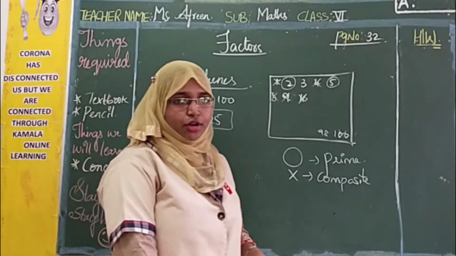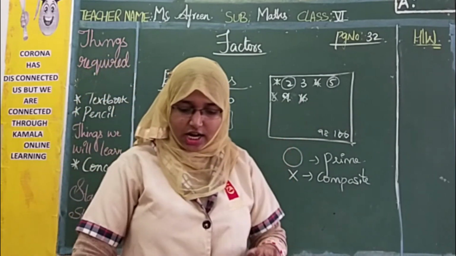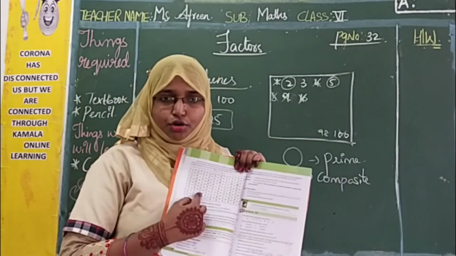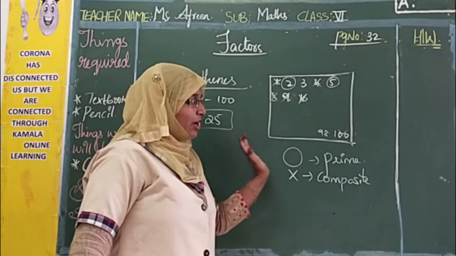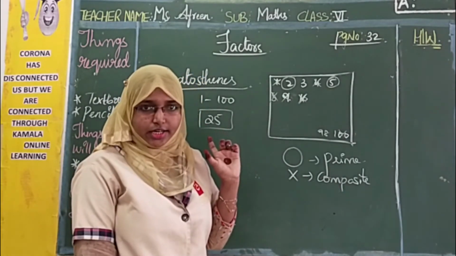Okay. How many will you get? 25. So what you are going to do is write your definitions. Then you are going to draw this tabular form. You have this chart table. This table you are going to draw and you are going to write all your prime numbers between 1 and 100. Total 25 prime numbers you will get. Okay.